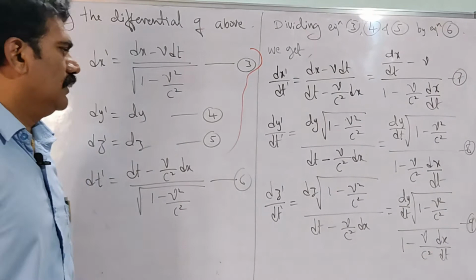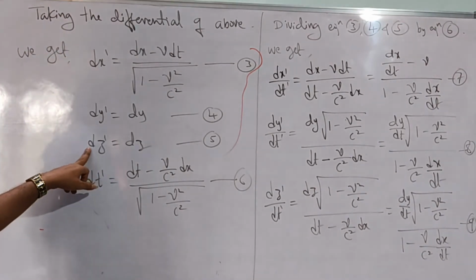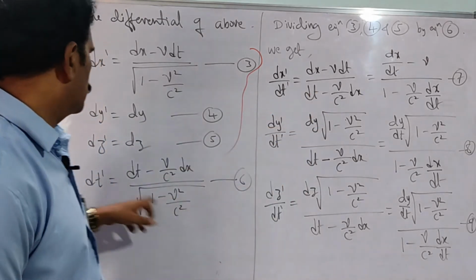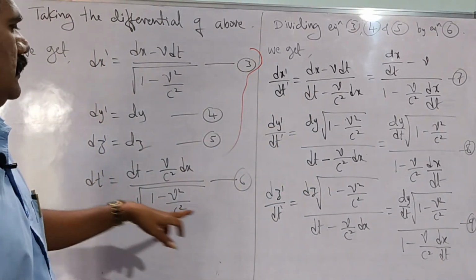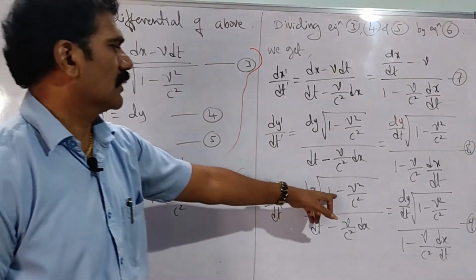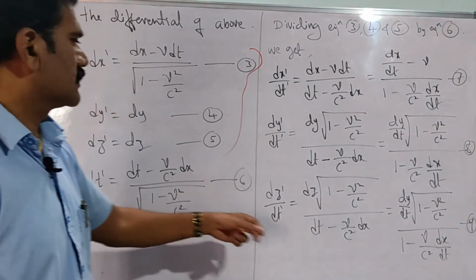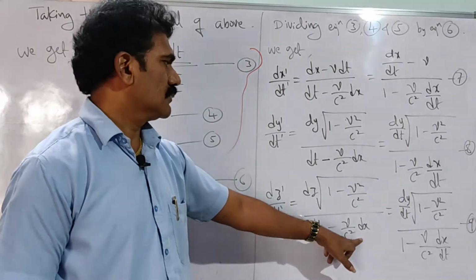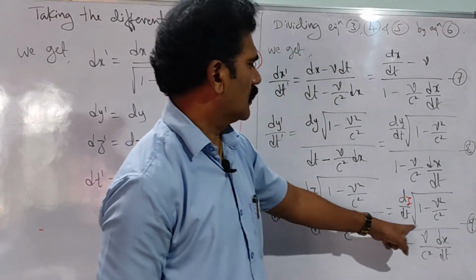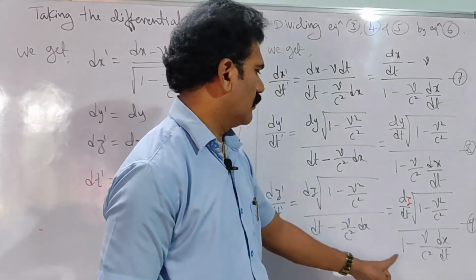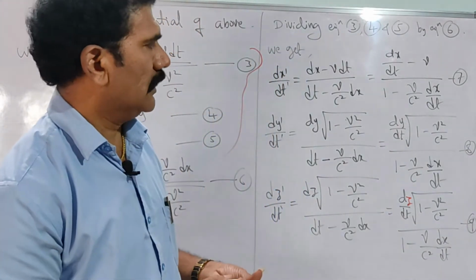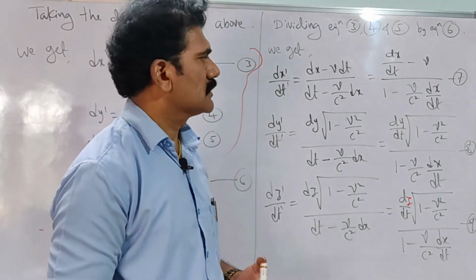Then similarly the last equation, dz dash divided by dt dash is equal to dz into square root of 1 minus v square by c square divided by dt minus v by c square into dx. Note down the equations carefully: dz by dt into square root of 1 minus v square by c square, whole divided by 1 minus v by c square into dx by dt, which we get as equation number 9 for you. Now let us proceed with equations 7, 8 and 9.